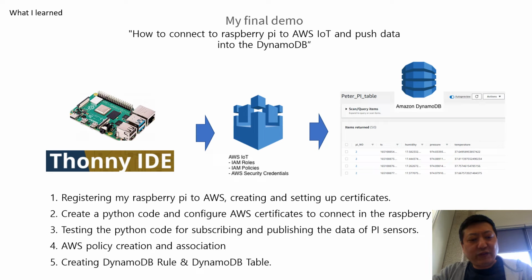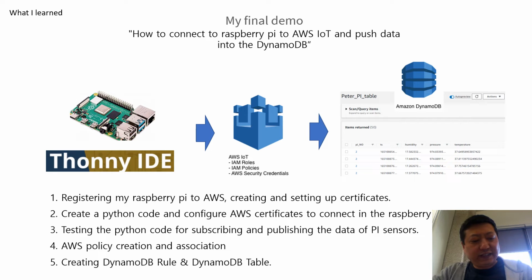My final demo is to connect between Raspberry Pi and AWS Cloud Service for collecting and utilizing the data from the Sense HAT of the Pi. These are the five steps in my final demonstration, how to connect the Raspberry Pi to AWS IoT and push the data into the DynamoDB application.